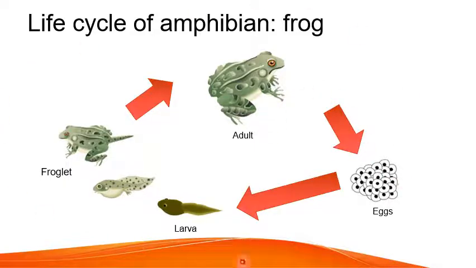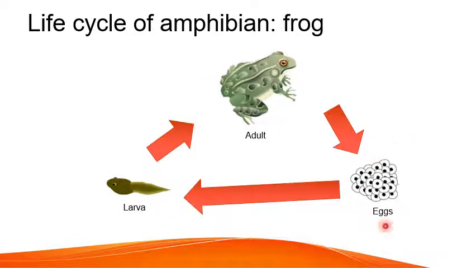So this is the more complete life cycle of a frog. This is stage 1, stage 2, stage 3. Stage 2 is all of this, okay? This is stage 3. But when you're asked to draw it, you can just draw it like this: the eggs, the larva, and the adult. Okay?